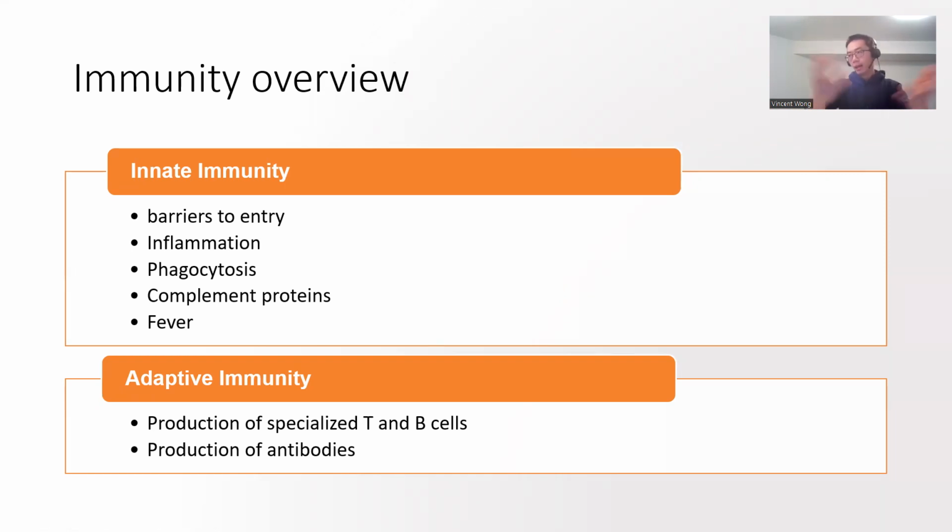Where was I? Yeah, this is an overview of innate immunity. There are different strategies, different mechanisms that can be used to fight off things. Right? So barrier to entries, inflammation, so on and so forth.